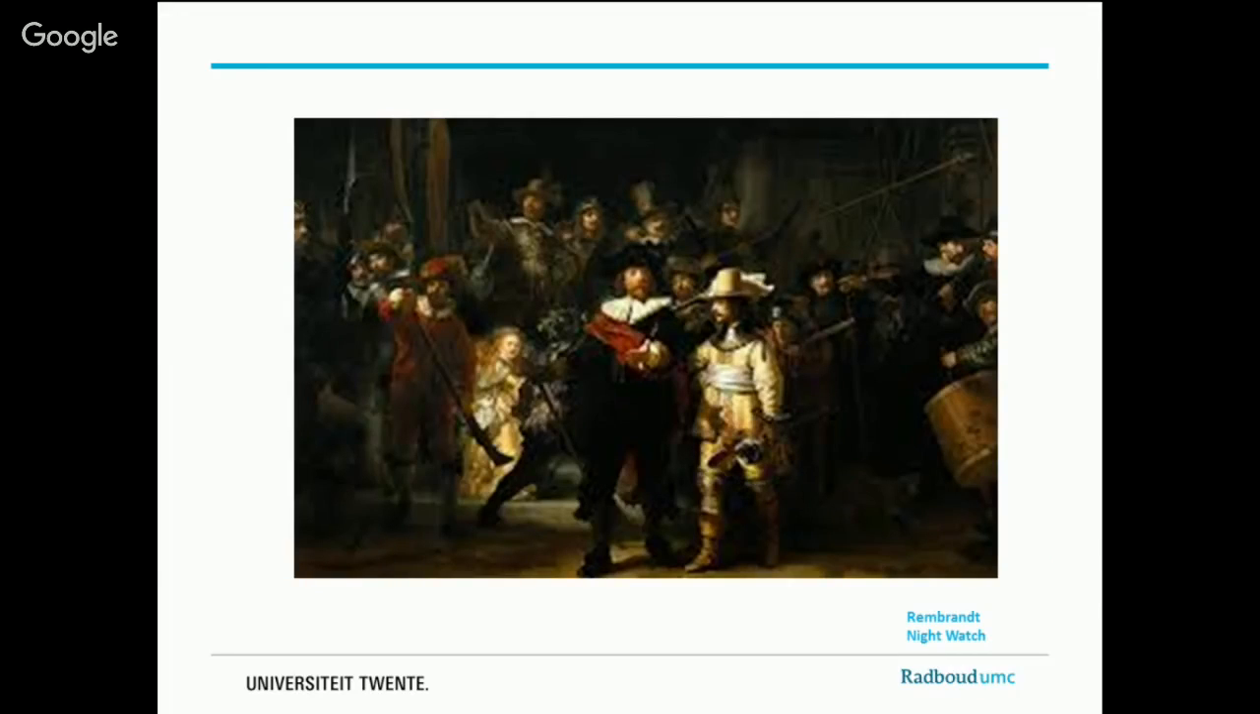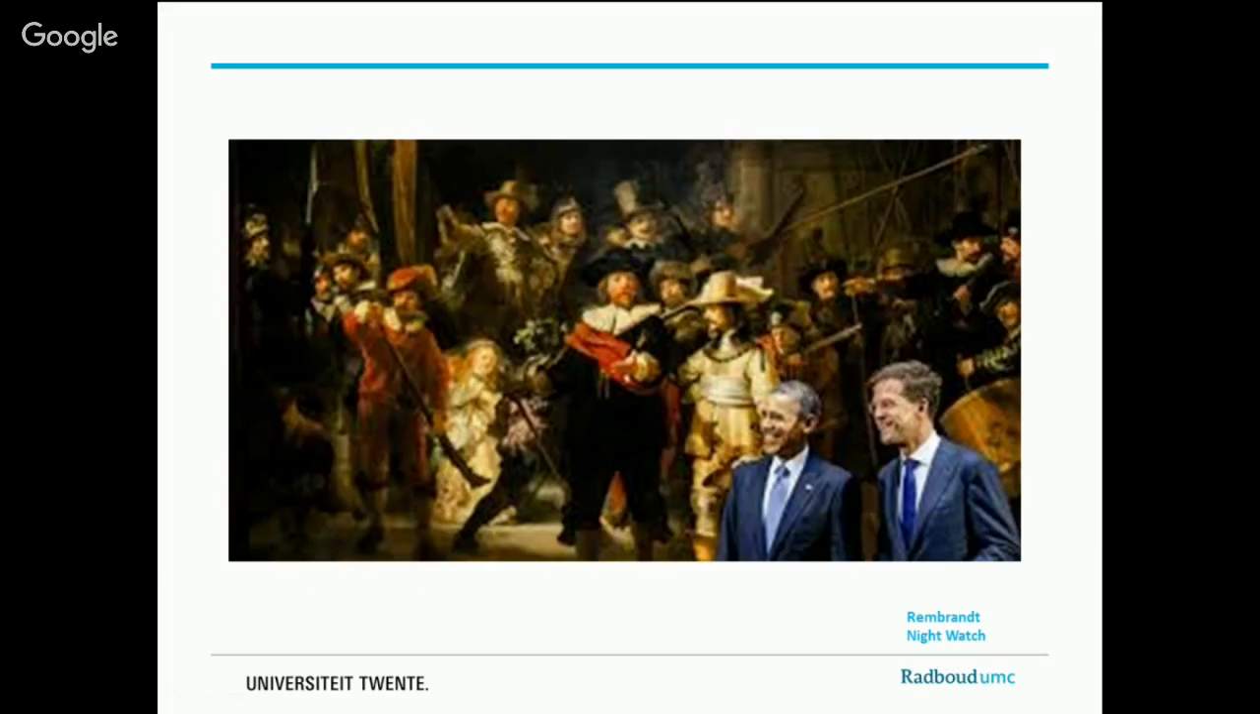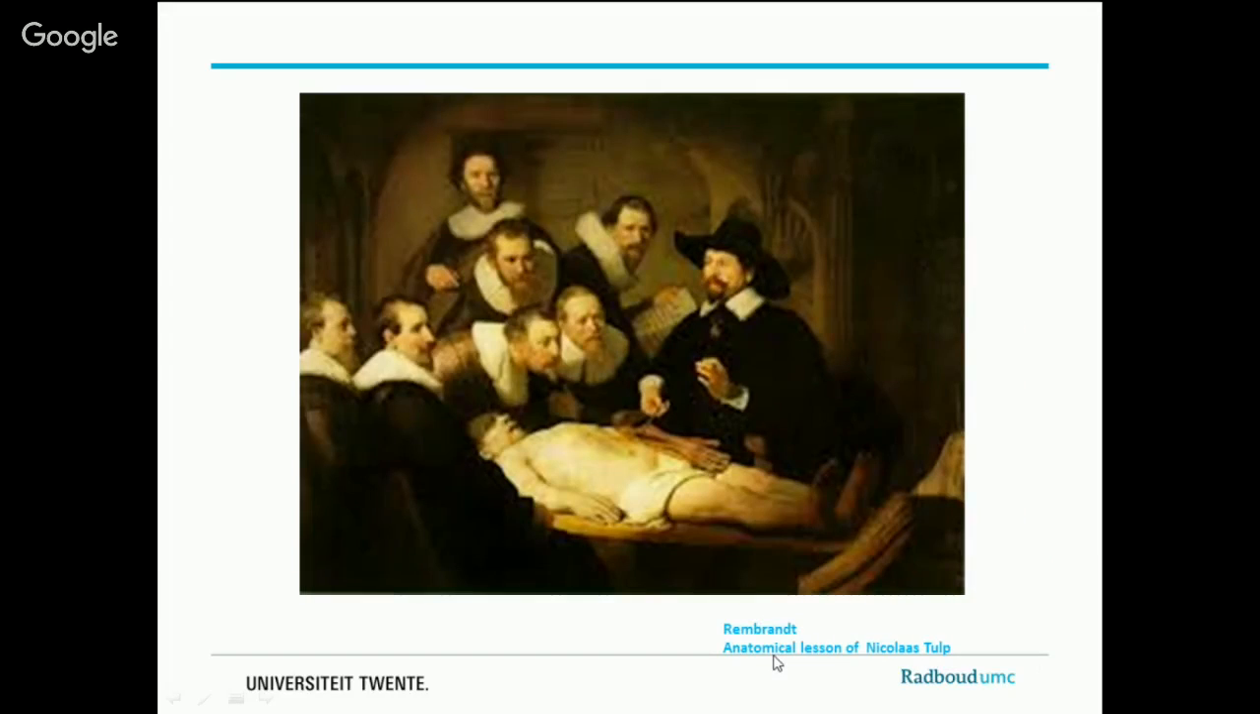And since I'm from Holland, I start with a picture of Rembrandt van Rijn. He's a very famous painter. And this is the Night Watch. I apologize for the quality, but the Night Watch is one of the most famous Dutch things to visit if you're in Amsterdam, except for other things perhaps. It is so famous that even President Obama went there to visit the painting. But Rembrandt also painted this famous painting, which is the Anatomical Lesson of Nicolaas Tulp.